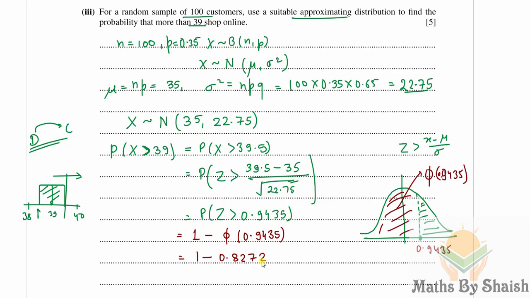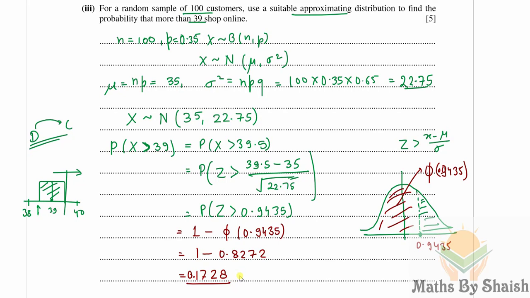Now this value we will get from the distribution table, and the whole answer becomes 1 minus 0.8272, so it is going to be 0.1728, which to 3 significant figures is 0.173, because we need to write our answer to 3 significant figures. So I hope it is clear. Let's do the next question.